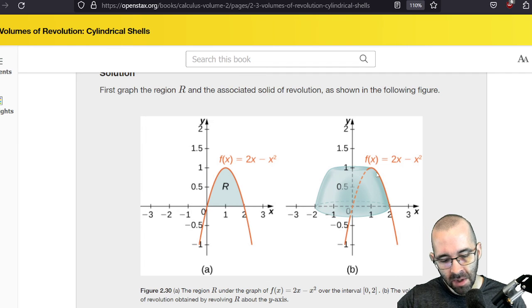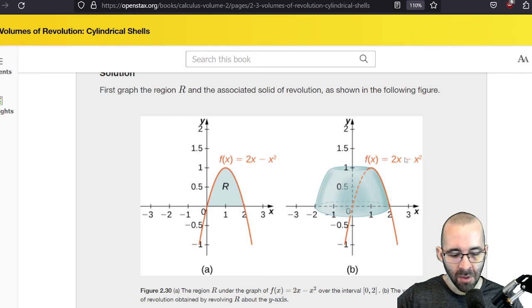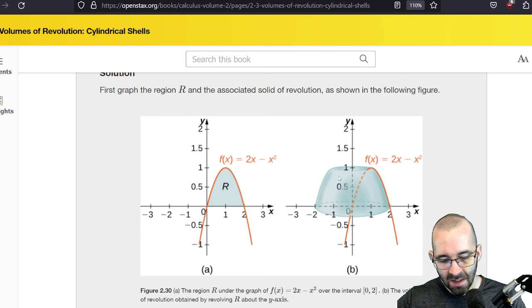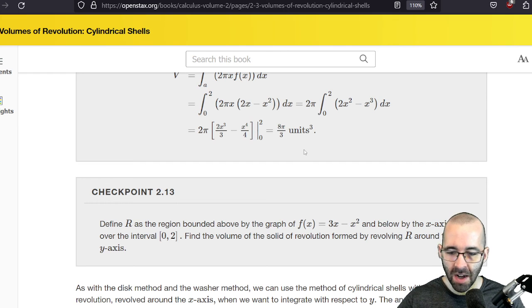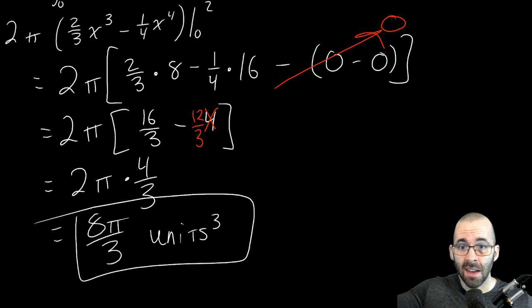All right, and then again, we get this bundt cake, just like that bundt cake problem from 2.2. But now we're modeling it with a parabola, which is much easier than with a sine curve. And now I'm hungry. And that was our volume. And their answer is 8 pi over 3, just like we wanted. And that's the shell method.